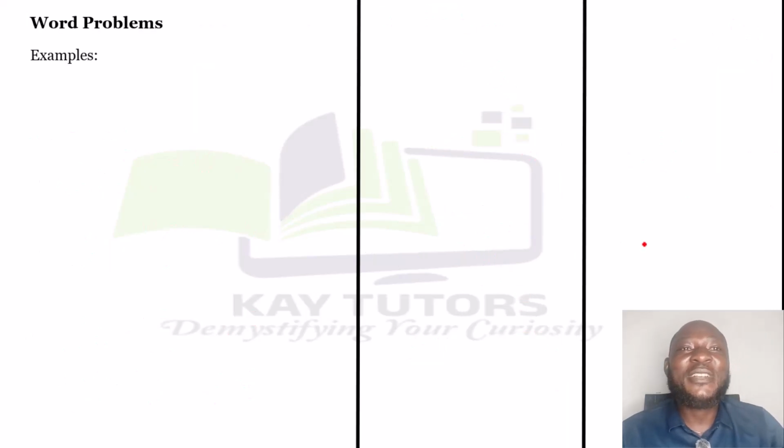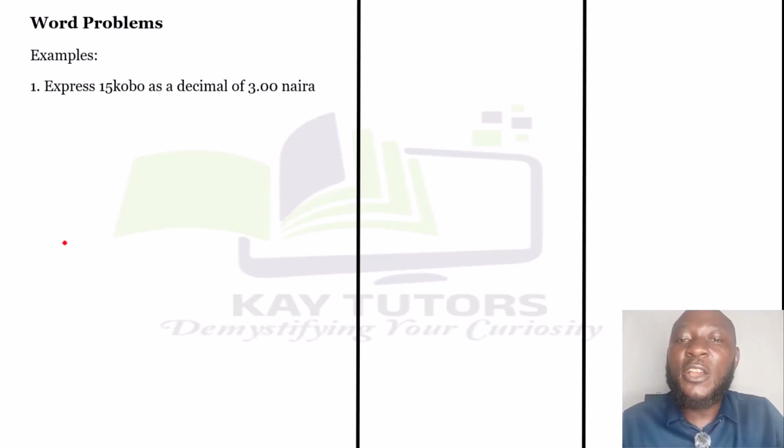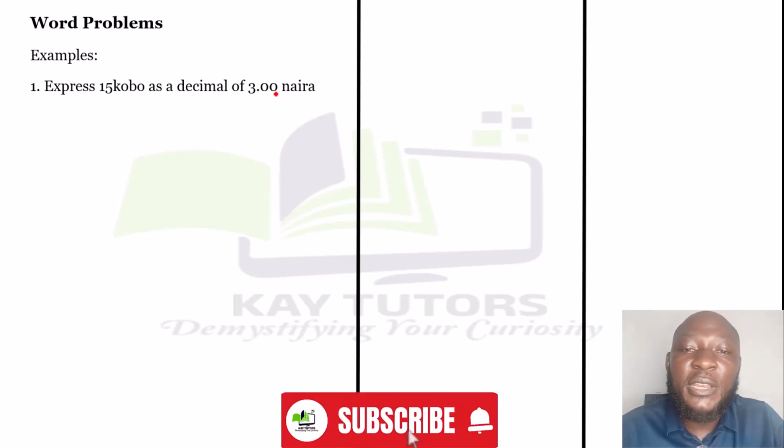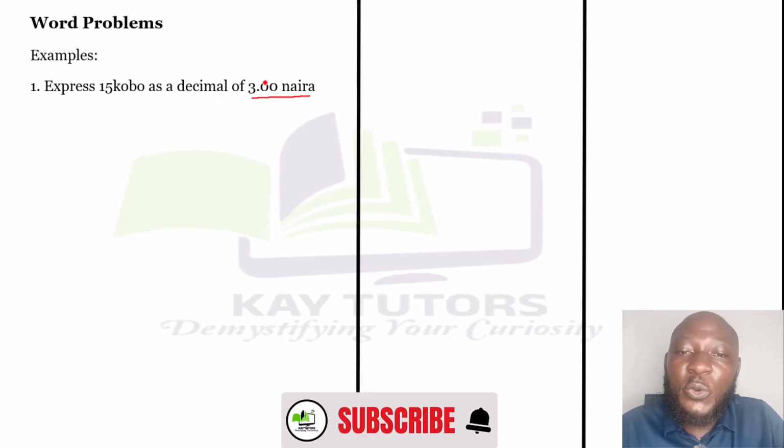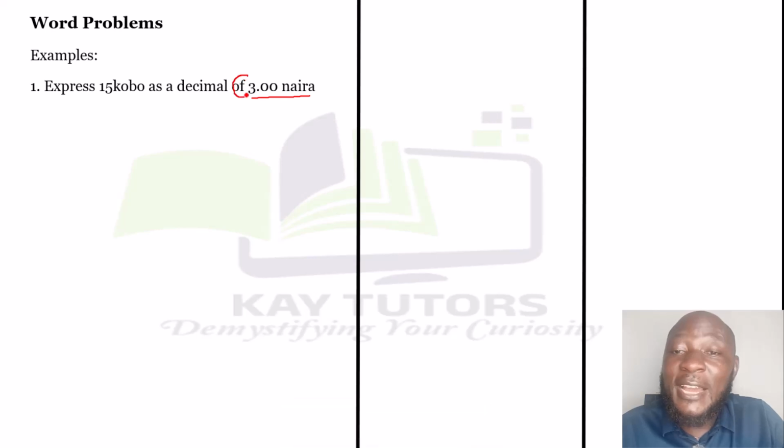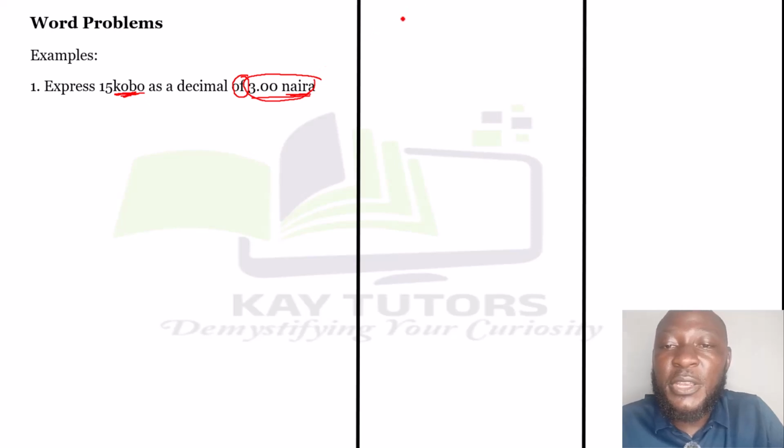Now let us go to the most interesting part of the day, and that's word problems in decimals. The first question here is to express 15 kobo as a decimal of 3 naira. Now you take note of this "of" here and also take note of the units. Whenever you're doing this, both units must be the same. So here we have kobo and here we have naira. So conveniently, you can convert this naira to kobo. So the relationship is for every 1 naira, you have 100 kobo.